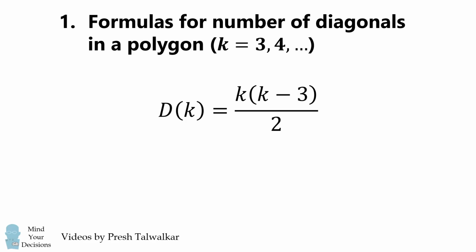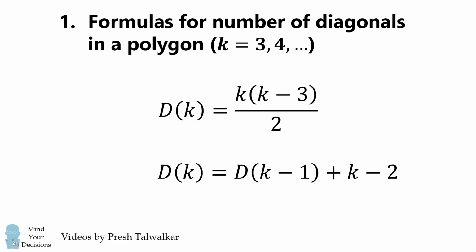Another formula is known as the recursive formula: dk is equal to dk minus 1 plus k minus 2. This is useful for computing the next value if you know the previous value. This is useful if you want to create a table, which is what we need to do in this problem. Before I get to that, let me prove both of these formulas.